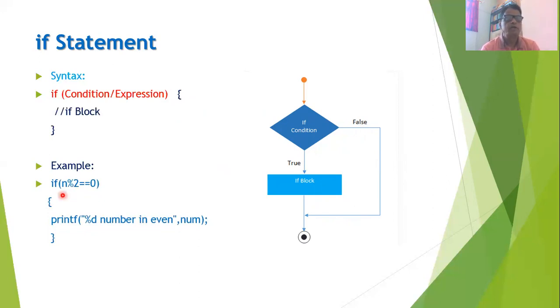Now, let us understand one simple example of how this if statement can be written. Say, for example, in the brackets I put the condition n modulo 2 equal to 0. This condition will check, depending upon the value of n, whether it is completely divisible by 2 or not. If it is completely divisible by 2, then this condition will be true, and in that case we will print the message that the number is even. If this condition is false, then this block of statements will never be executed, and the control of execution will be transferred to the next statement within the program.